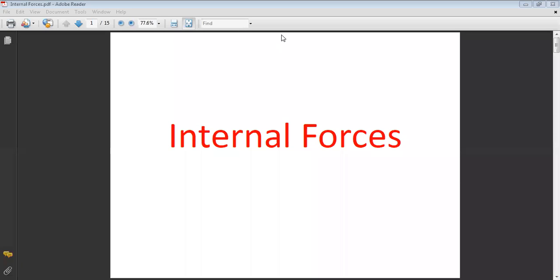So first, what do we mean by internal forces? When we talk about internal forces, in general, we have seen together in the previous chapter how to calculate reactions. And reactions are external forces on a system, okay? But why are internal forces important?